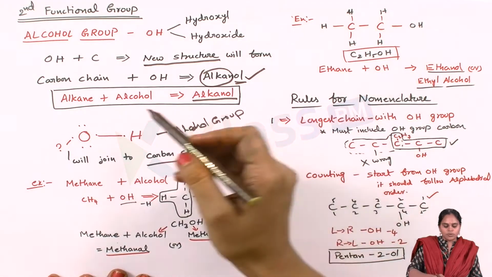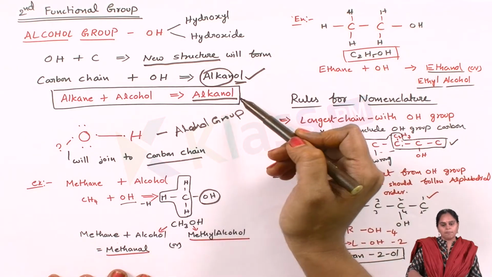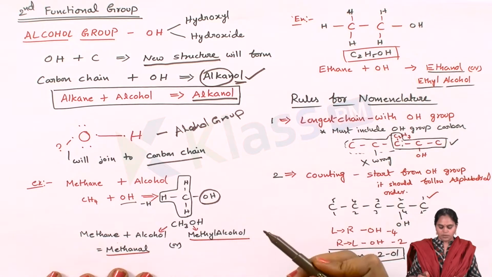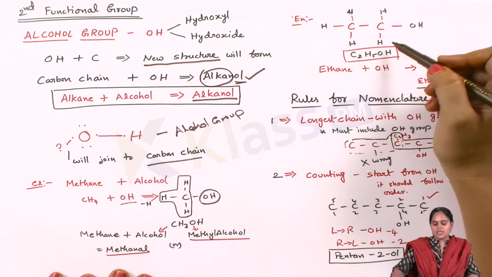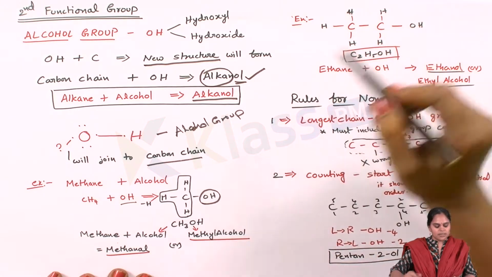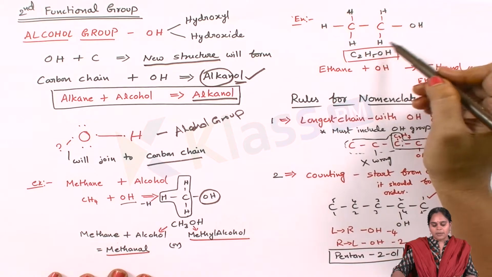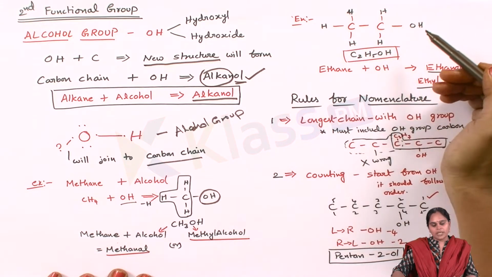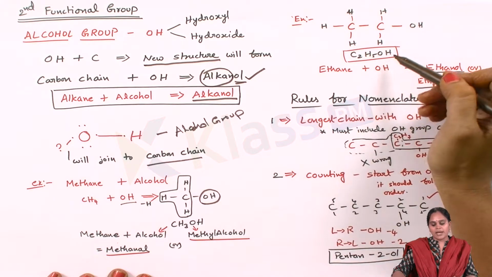As I told you, we need to take the naming convention of member name plus OL. So, methane plus OL, methanol. Or else we can also call it methyl alcohol. See another example. Here two carbon atoms are there. This is methane and this is ethane. Ethane plus OH, how will it form? One hydrogen will be removed, that is C2H5, then OH will be added to that.